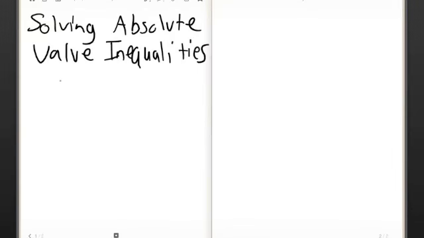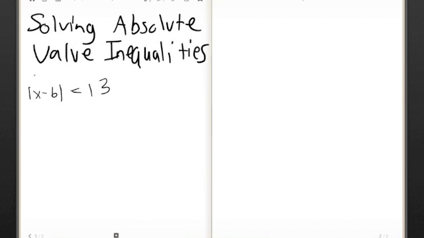Solving absolute value inequalities. So last time we took a look at absolute value equations. Now let's see what happens to inequalities when we put absolute value in them. So let's try the absolute value of x minus 6 is less than 13. So what is absolute value? Absolute value is just distance from 0. So let's think. What are the requirements if the distance from 0 of x minus 6 is less than 13?